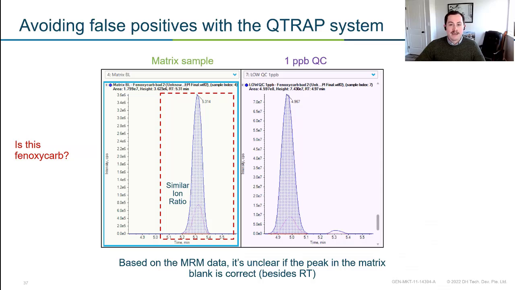So it had a peak shape that was great. It even had a secondary MRM that looked really close. So it made the ion ratio between the first MRM and the second MRM very similar to the standard. The only clue that this wasn't phenoxycarb from our MRM experiment was simply that it had a different retention time. But again, not a hugely different retention time. It was about 12 seconds.